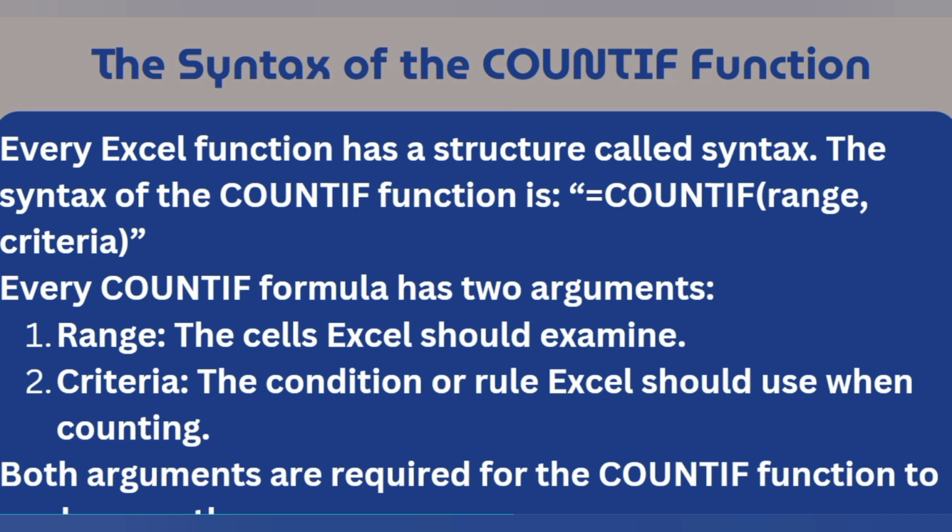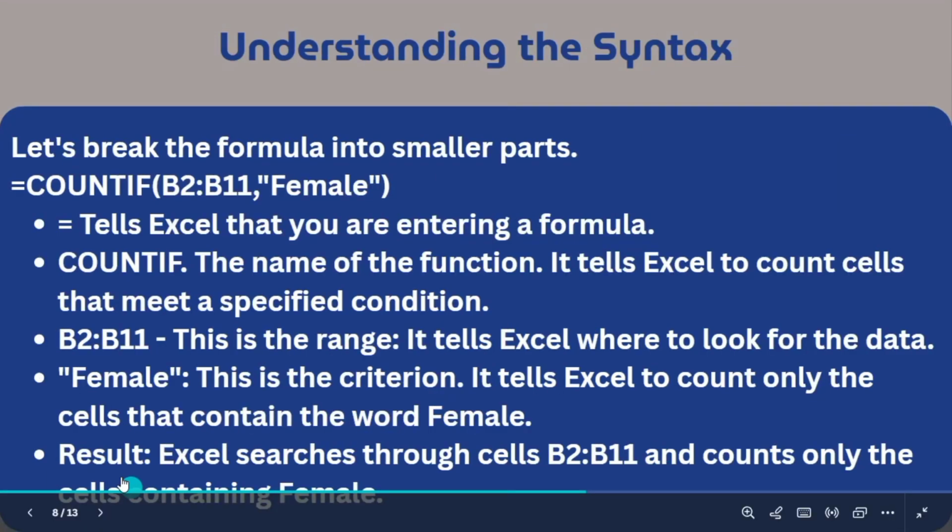So the range tells Excel which cells to examine, while the criteria tells Excel the condition that it should look for. Let's understand the syntax. Let's assume we have =COUNTIF(B2:B11, "female"). The equals sign tells Excel that you are entering a formula. COUNTIF is the function name, B2:B11 is the cell range, and "female" is the condition. So what you are telling Excel to do with this formula is to count every female between cell B2 and B11 and return the value for you.